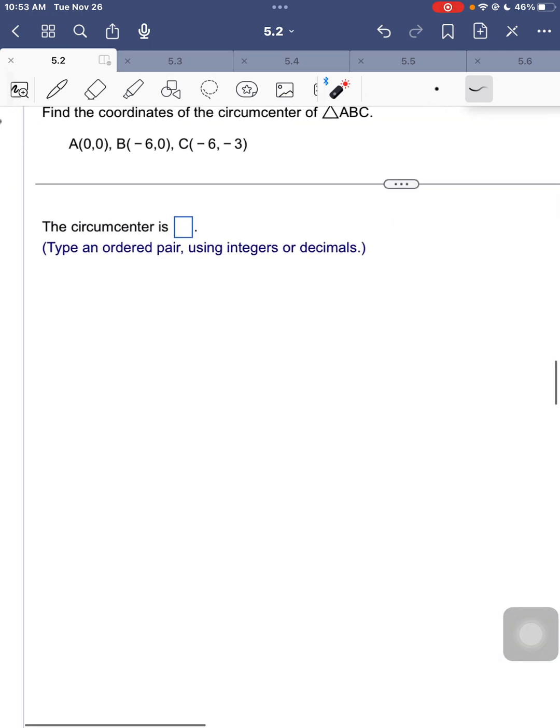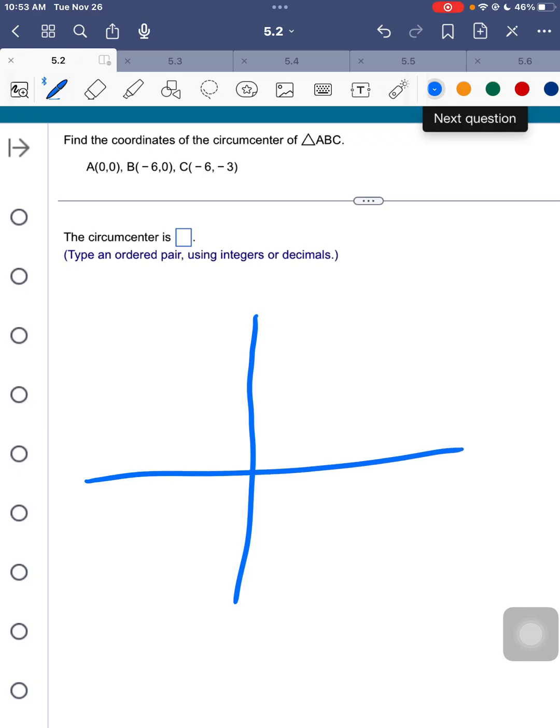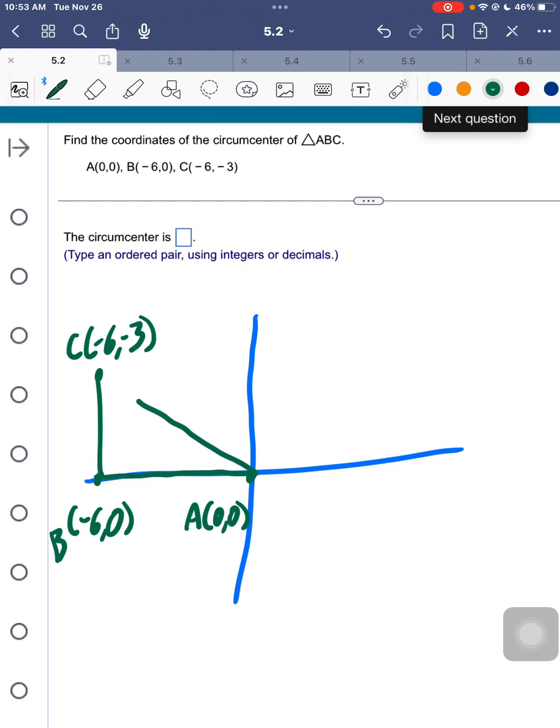Now, this one. Find the coordinates of the circumcenter of ABC. So I'm going to draw, look how fast I'm going to draw this. It does not have to be fancy. A, remember guys, always draw your things out. -6, 0. -6, -3. So what type of triangle do I have here? I have a right triangle.